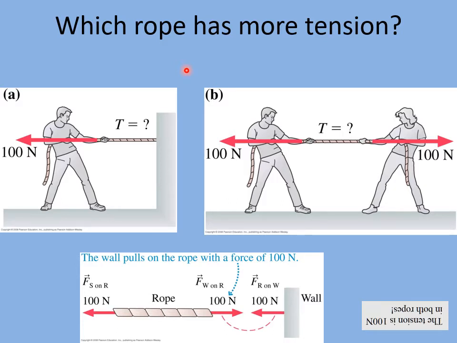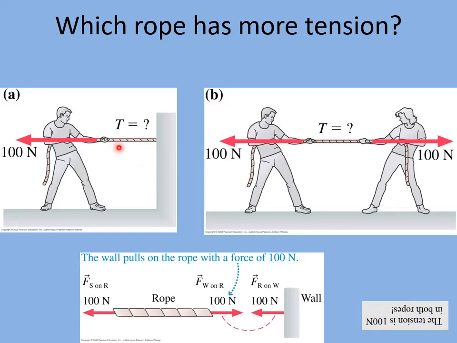Well, the answer is neither. Both ropes have the same tension of 100 newtons. Now, some of you may have thought that this rope would have a tension of 200 newtons because he's pulling to the left with 100, she's pulling to the right with 100, and we're going to somehow add those together to get a tension of 200. But that's incorrect. In fact, this situation is exactly the same as the situation here.